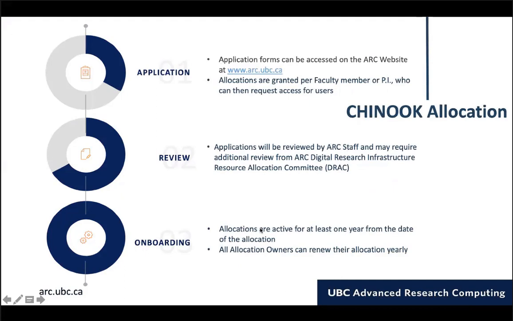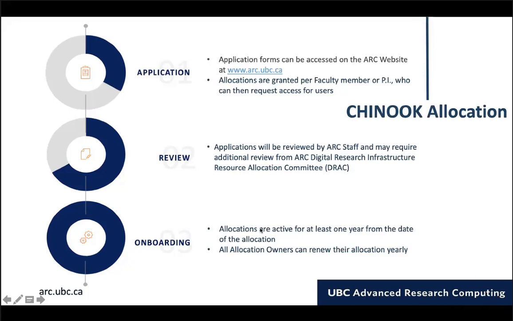And for Chinook, very similar process. You access the application forms through our website. Allocations are granted for faculty members. Applications will be reviewed again by ARC staff. They may require additional review from the DRAC depending on demand, balancing demand. And allocations are active for at least 1 year from the date of your allocation. And rather than having to reapply every year, there will be an annual review report that researchers will be asked to fill in, and you can renew your application.